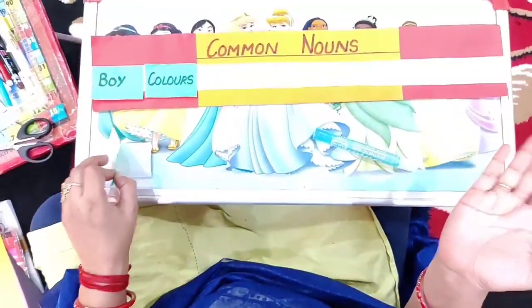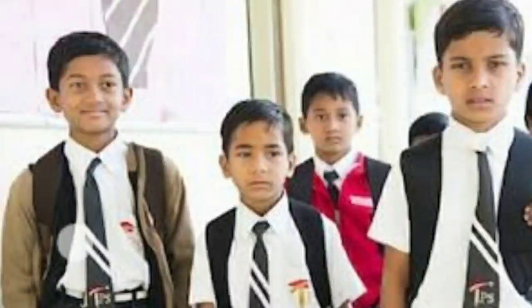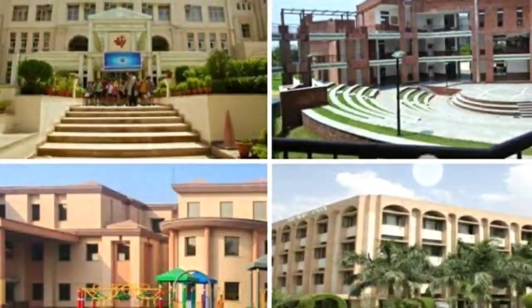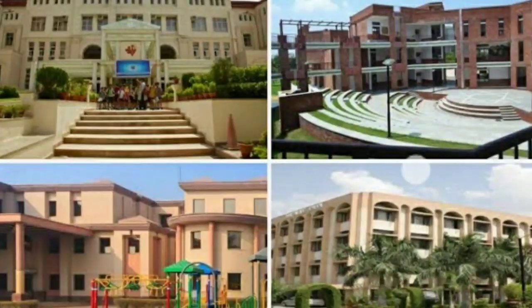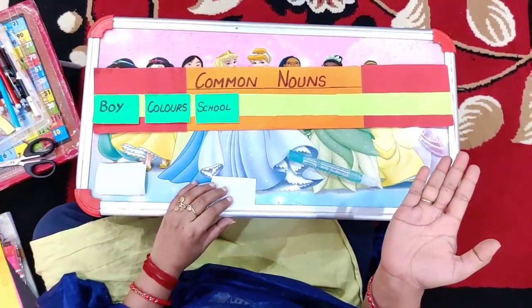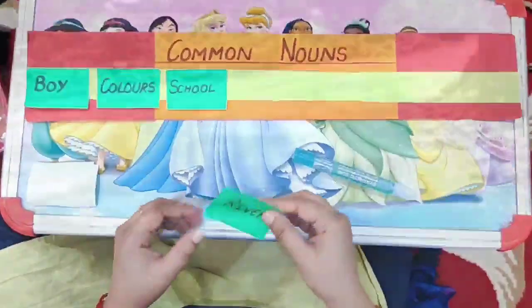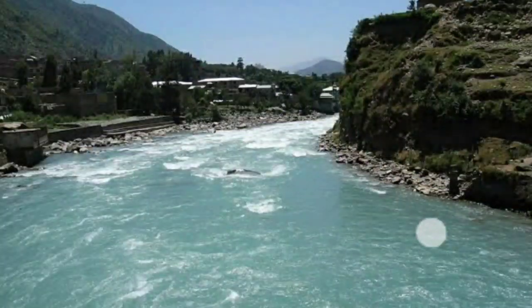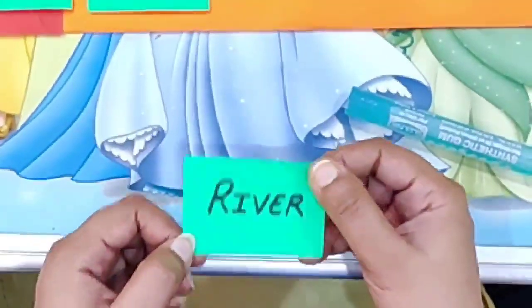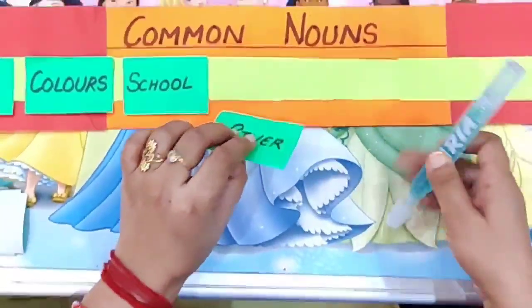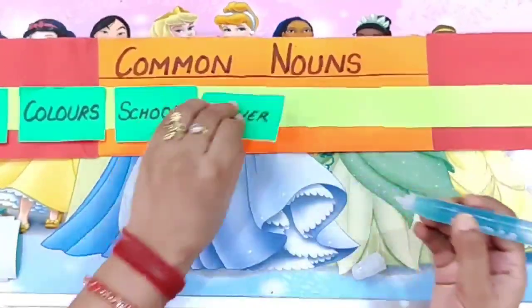Now next, where are these children going? These children are going to school. So, school is the common noun for the place where we study. So, we will paste it here on the strip. What is this? This is a river. So, once again, river is also a common noun. I will again paste it here on the strip.